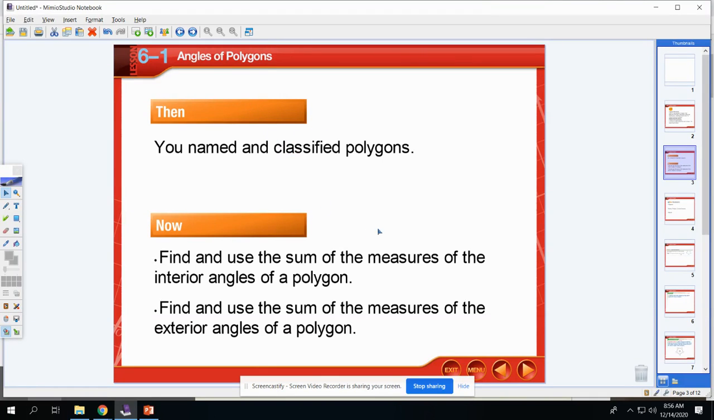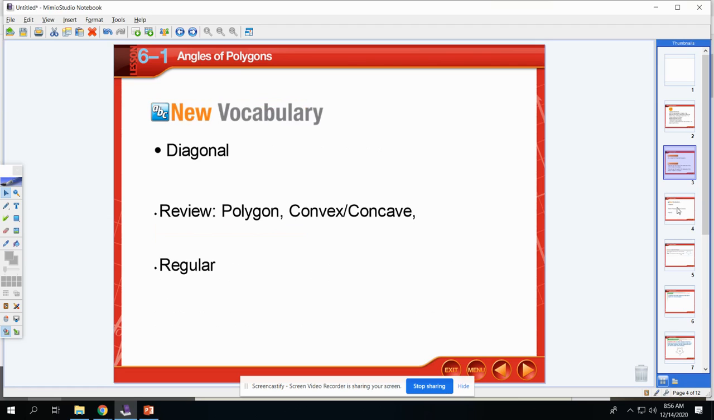6.1 Angles of Polygons. Our I can statement for today is I can find and use the sum of the measures of the interior angles of a polygon as well as I can find and use the sum of the measures of the exterior angles of a polygon. So moving forward, here's some vocab words we're going to review.